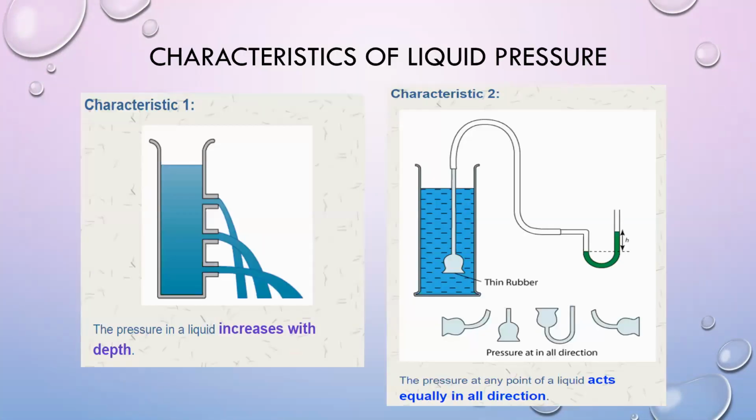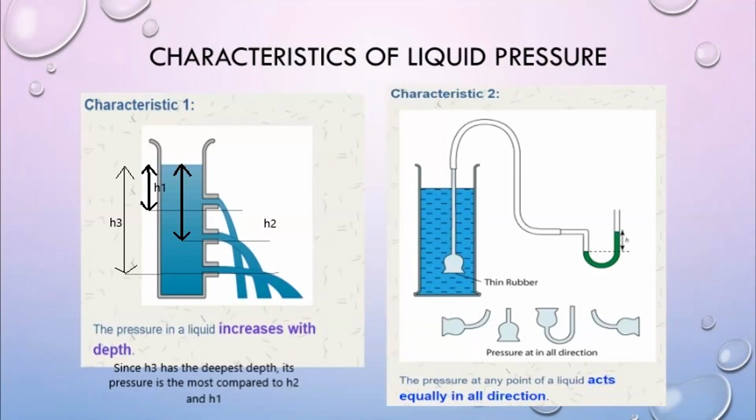There are 4 characteristics of liquid pressure. The first characteristic is that the pressure in liquid increases with increasing depth. The second characteristic is that the pressure at any point of a liquid acts equally in all directions.